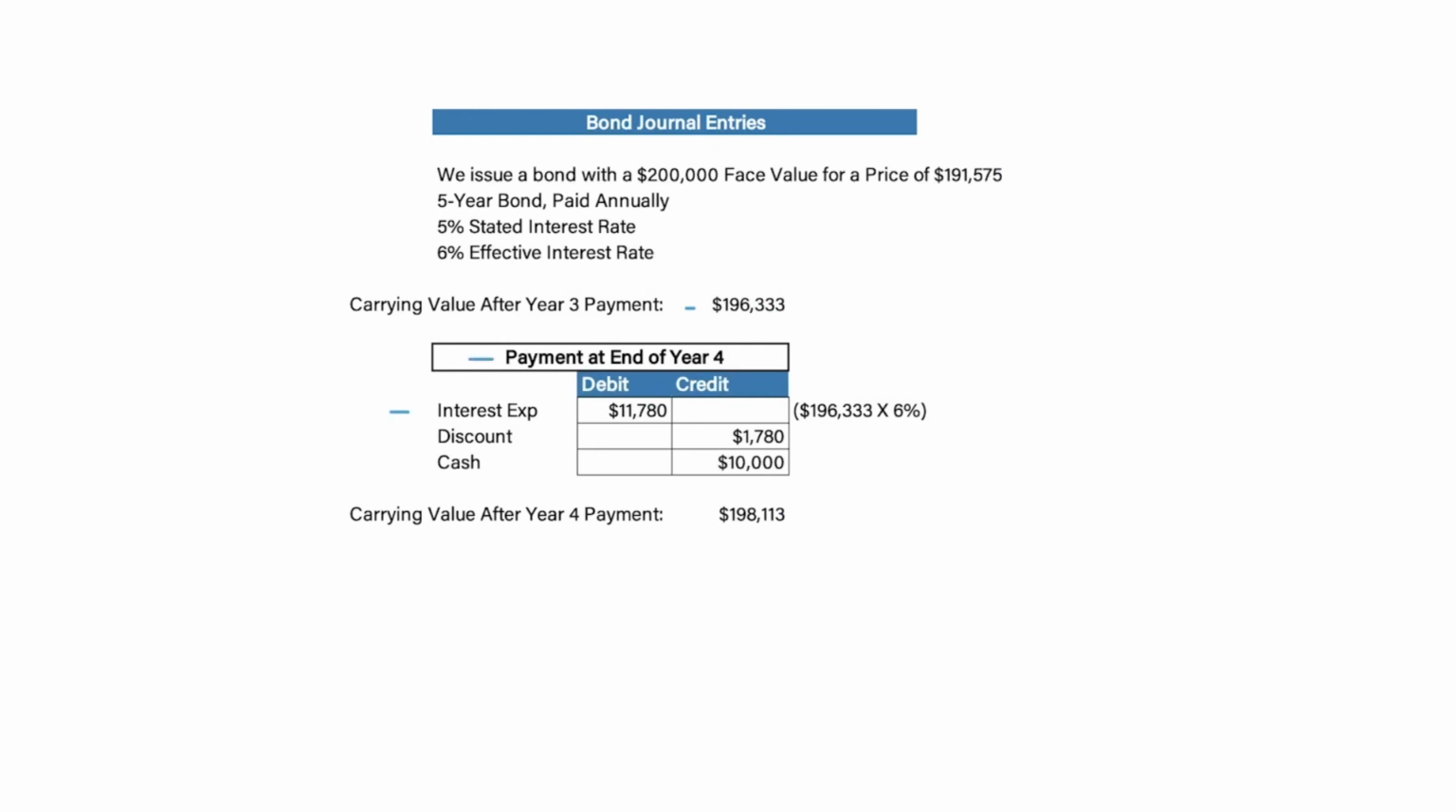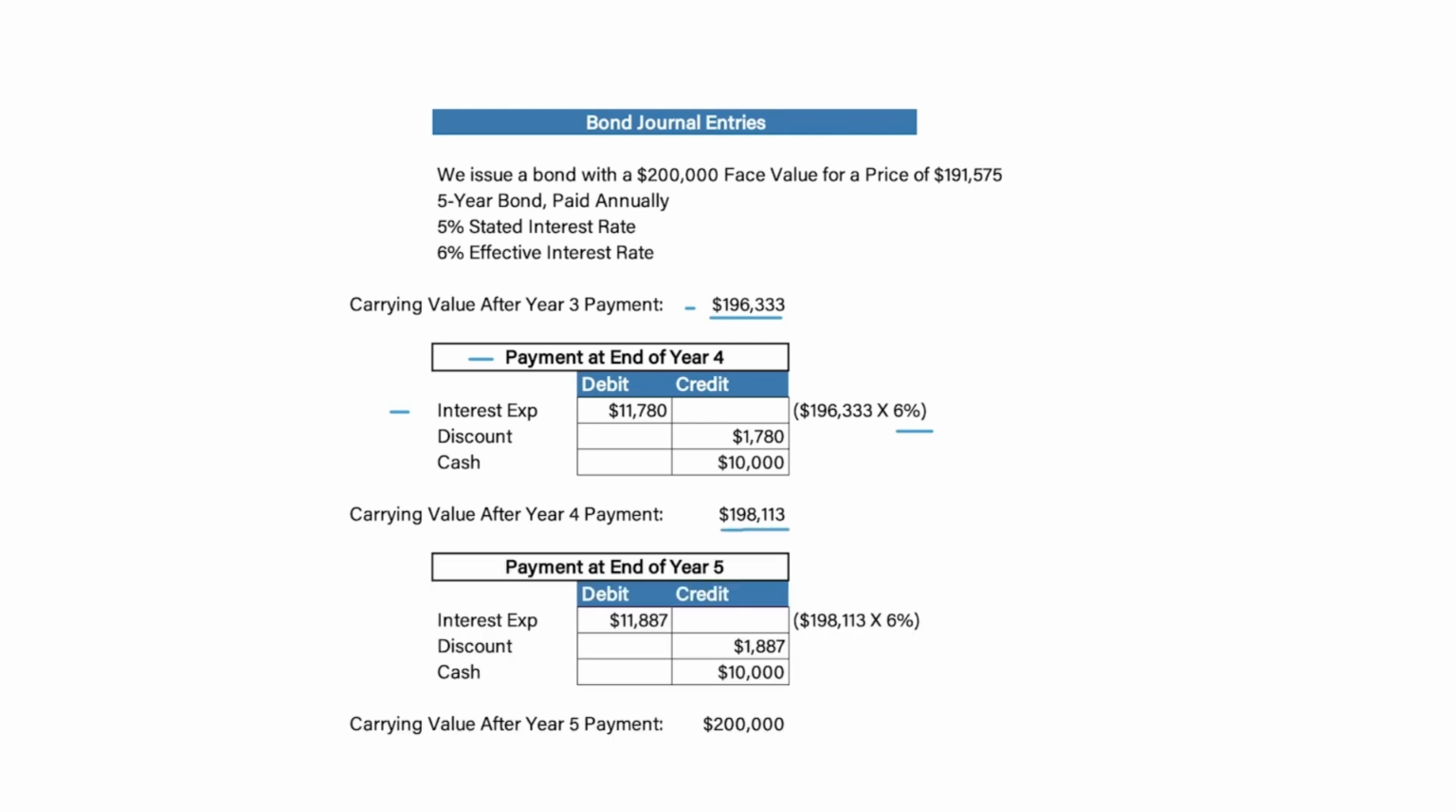Our interest expense is the carrying value at the end of year 3 times the effective rate. So then we have a carrying value of 198,113 at the end of year 4. And then for year 5, we're going to have this interest expense, and we're going to amortize this amount of the discount. So by the end of year 5, we have amortized the entire amount of the discount. So then the carrying value after the year 5 payment is going to be 200,000.